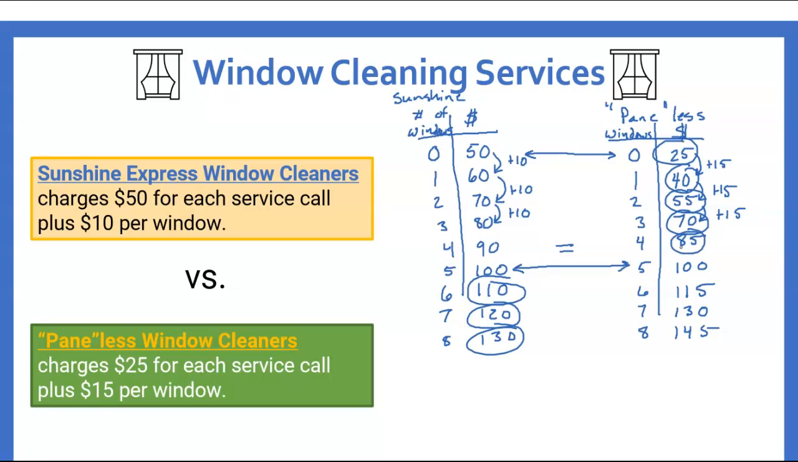So it depends on how many windows they have in the shed. If they have more than 5 windows, they'll want to go with Sunshine Express. If they have less than 5 windows, they'll want to go with Painless window cleaners. And if they have exactly 5 windows, it doesn't matter. They'll be charged the same amount. So that's doing that with a table.